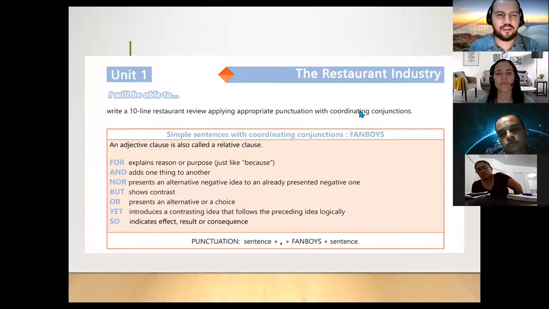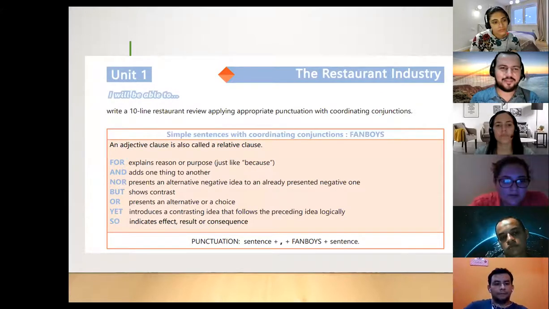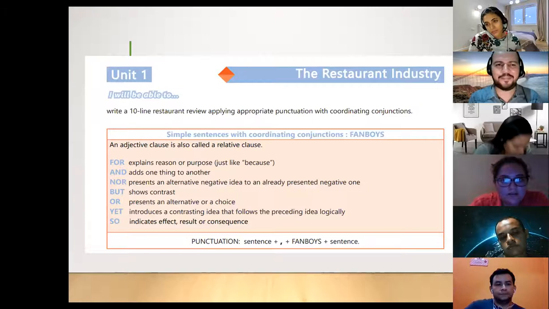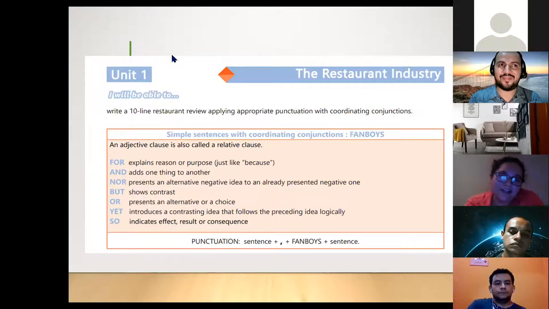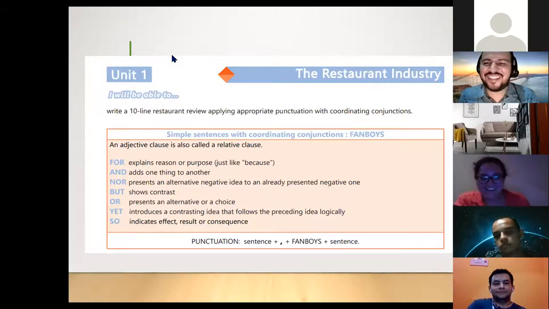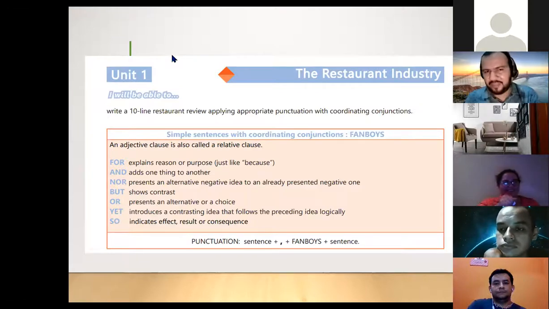Next one, volunteer to read the conjunction and. Add one thing to another. For example, Suleyma, can you give us an example? I like pupusas revueltas and the frijol con queso. Okay, revueltas and the frijol con queso. So in my case, I like action, science fiction, and comedy movies. So we add something else. This is very easy, right?